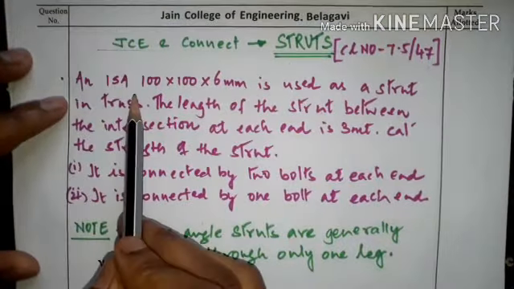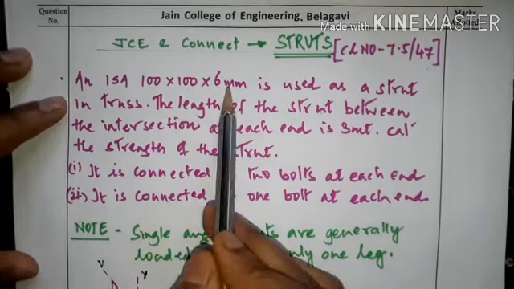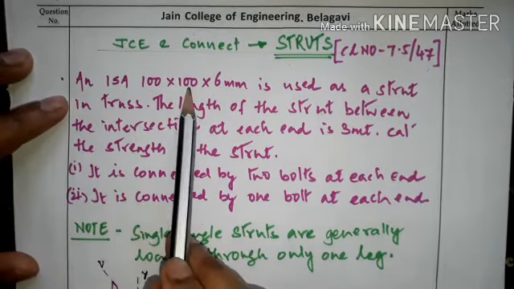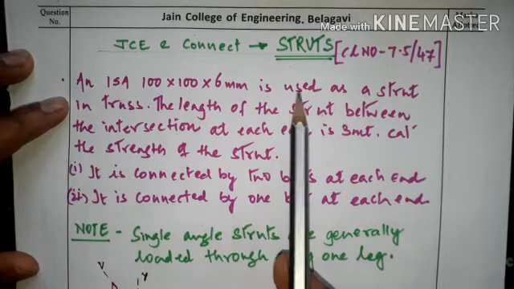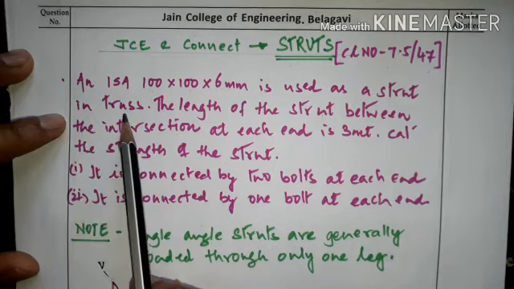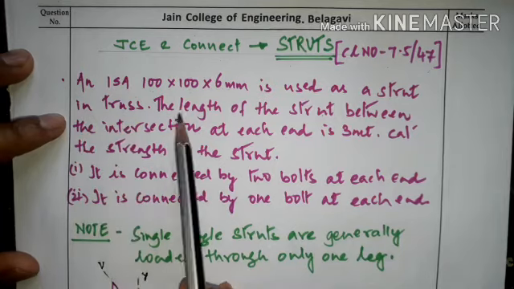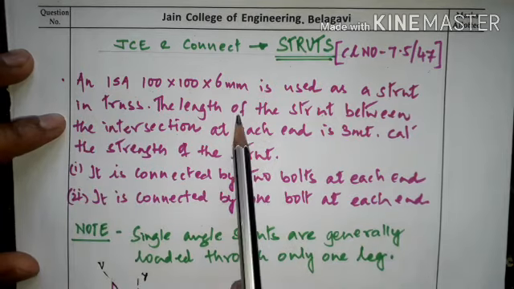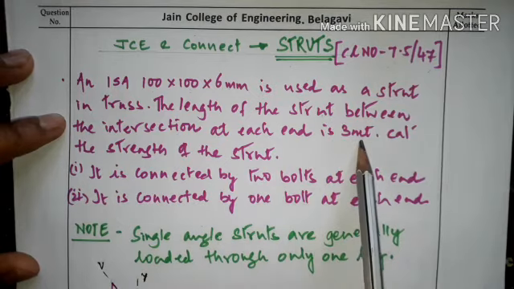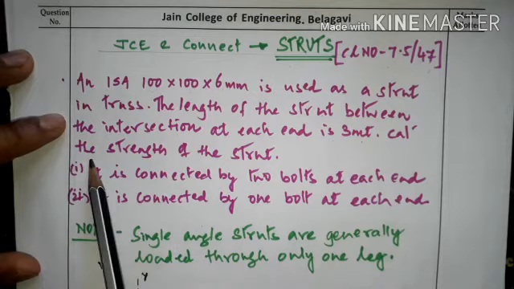An ISA 100 mm by 100 mm by 6 mm means an Indian Standard Angle 100 by 100 by 6 mm is used as a strut in a truss. The length of the member, or the length of the strut between the intersections at each end, is given as 3 meters. Calculate the strength of the strut.